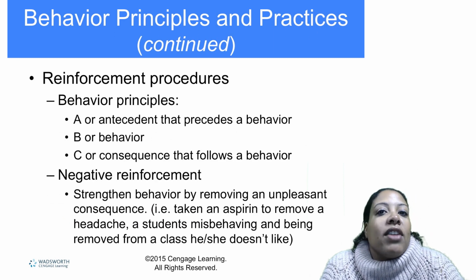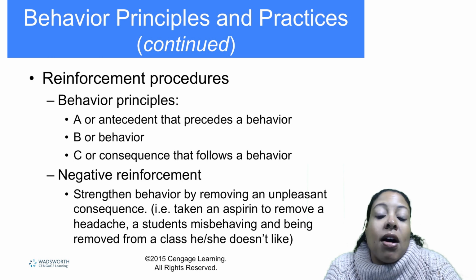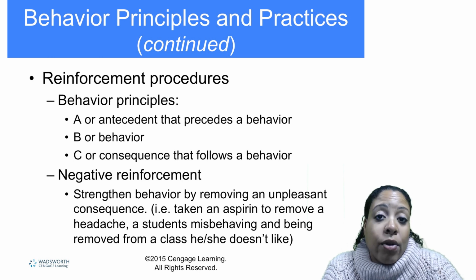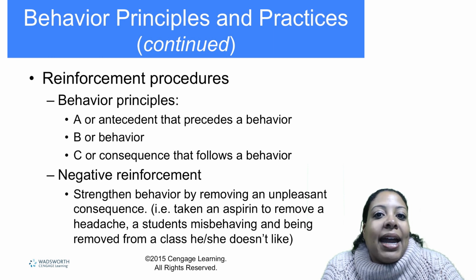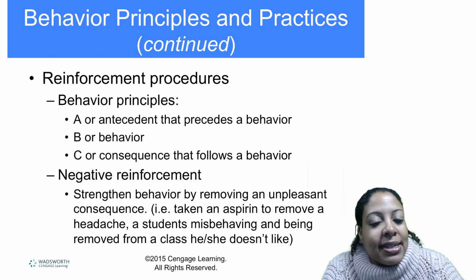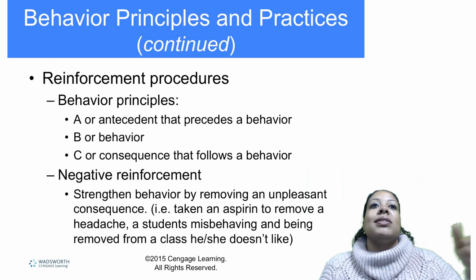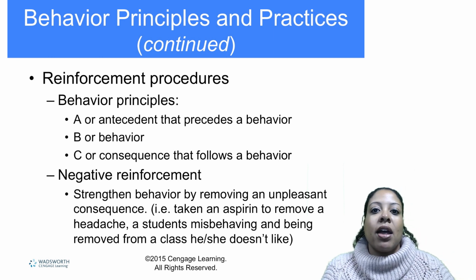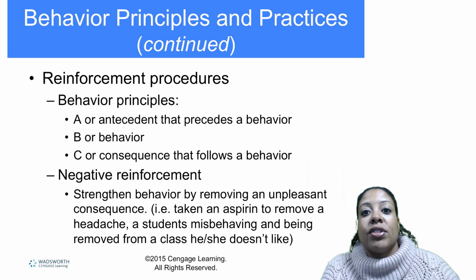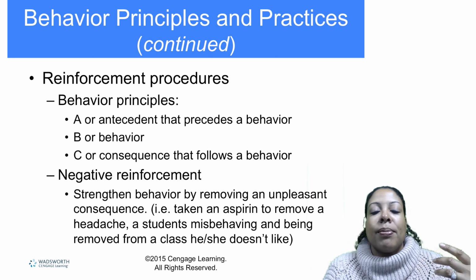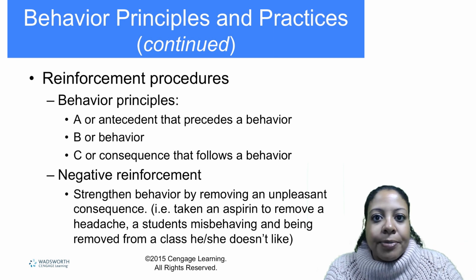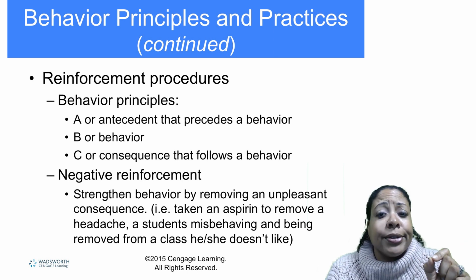We also have reinforcement procedures. This also could be a little bit of a review from Child Development 1. So we have the behavior principles. A is the antecedent. Antecedent, that is what precedes a behavior. So it's kind of like the cause. If the behavior is the effect, it's just the cause or the precursor, the situation leading up to the behavior. And it can be something very, very minor.